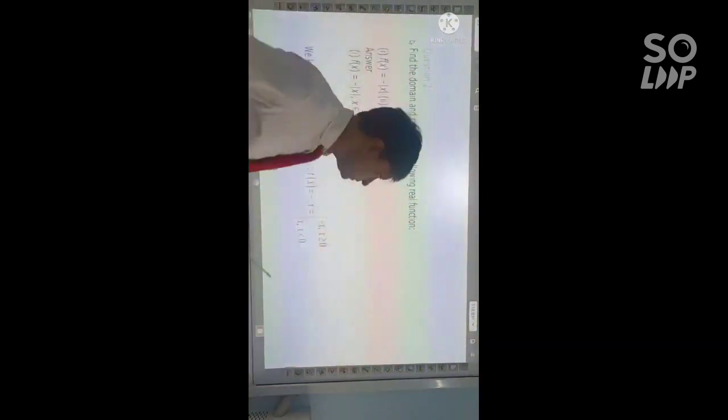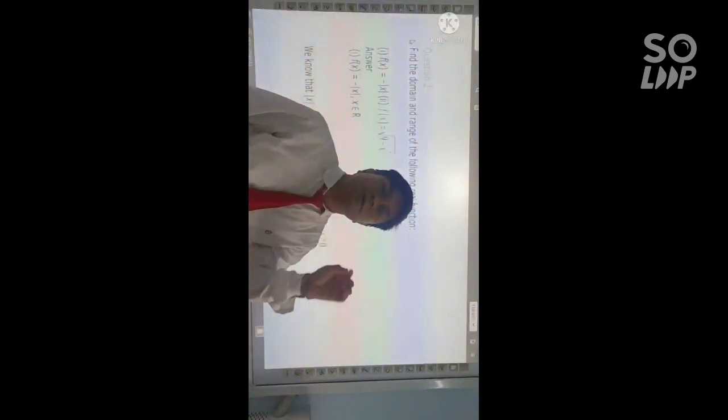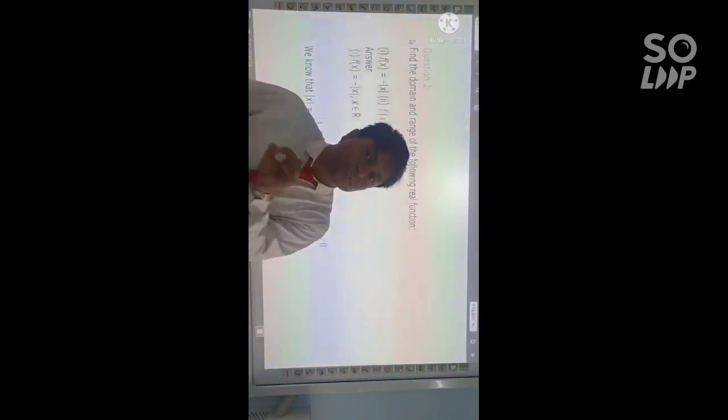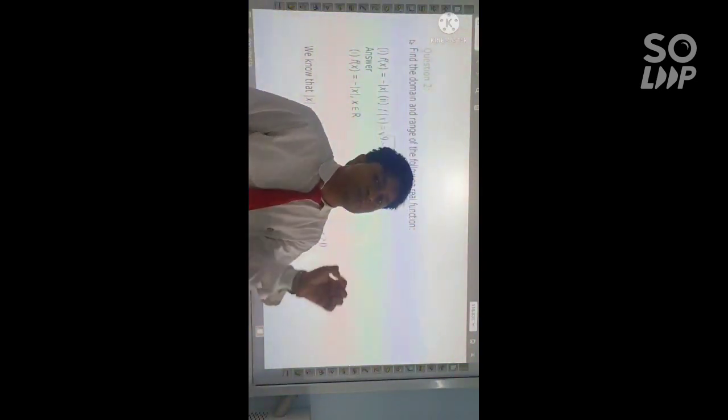Now, one example is: find the domain and range of the following functions. First is f of x equal to minus mod of x. We know the meaning of mod: if we put a negative value, we find a positive value; for a positive value, we find a positive value.